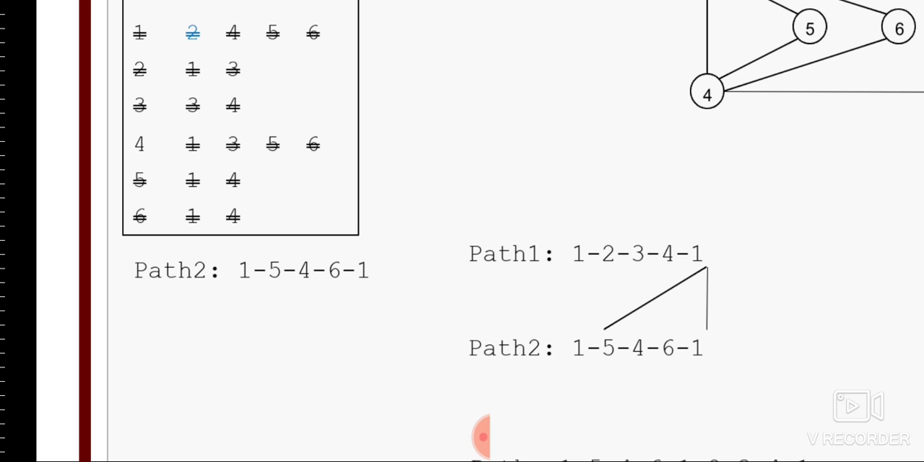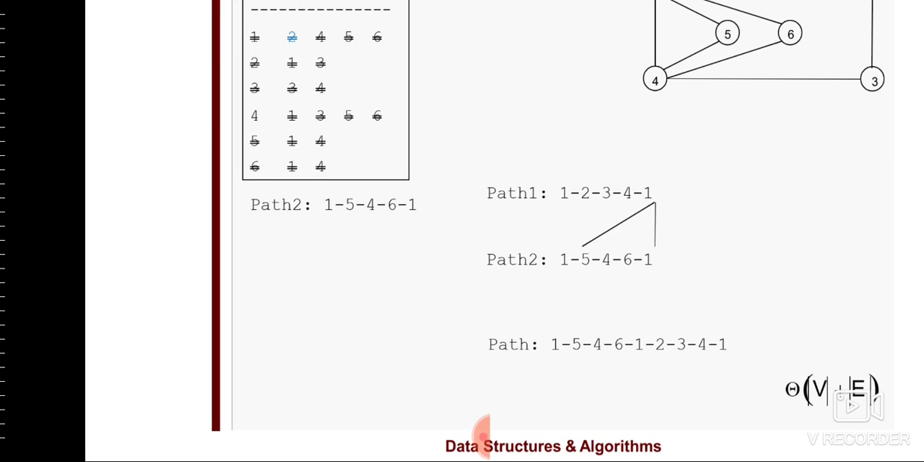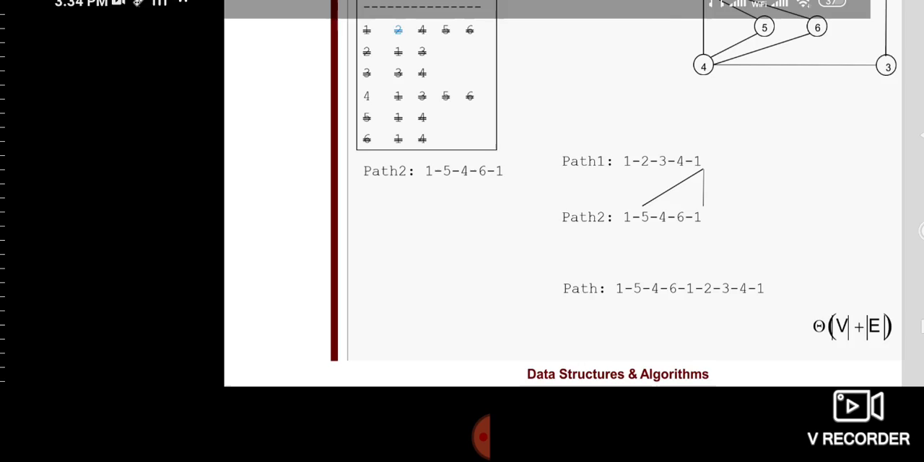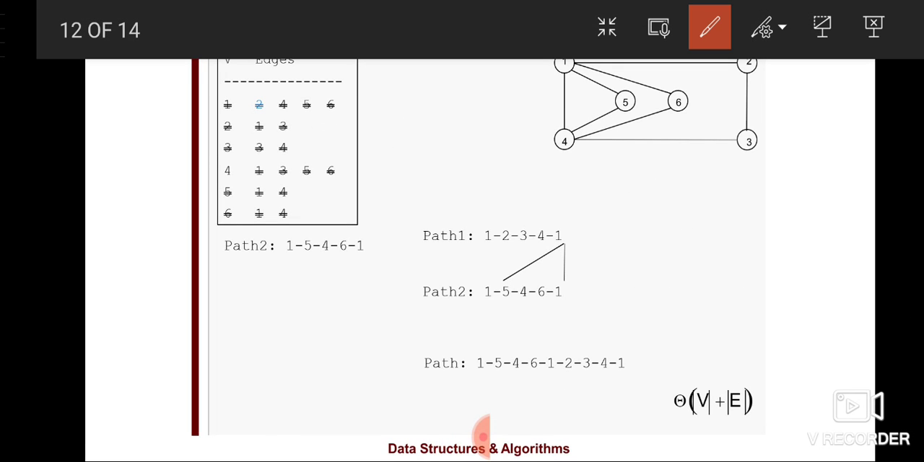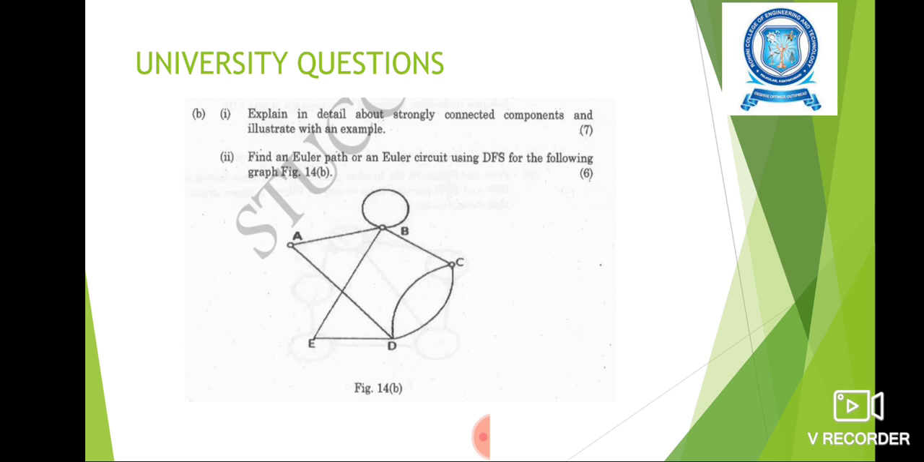Don't forget, the insertion takes place at the beginning. So my path is 1, 5, 4, 6, 1, inserted at the beginning. And from 1, you can reach 2, 3, 4. Then finally, we conclude at node 1. The time complexity of this algorithm is order of V plus E. So that's about Euler circuit.